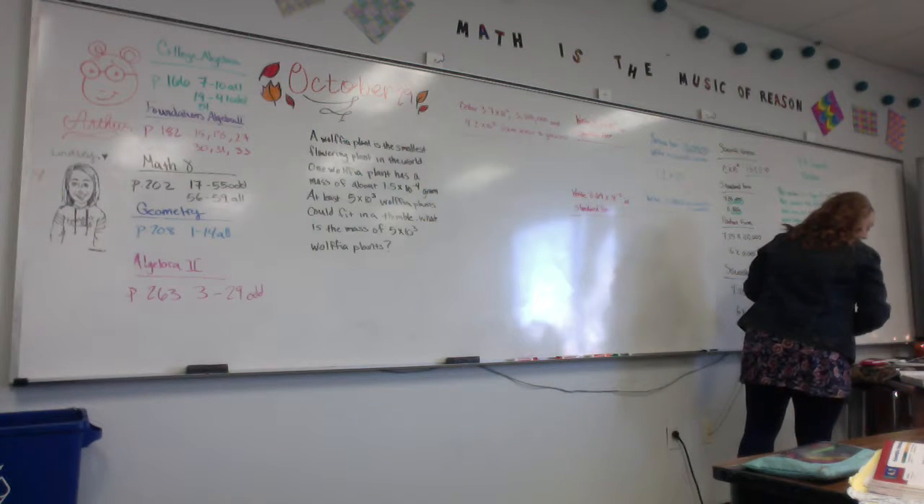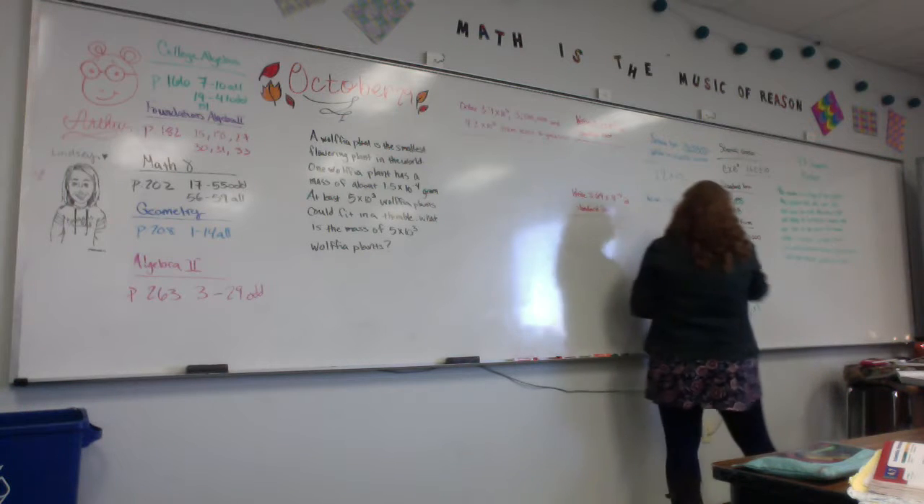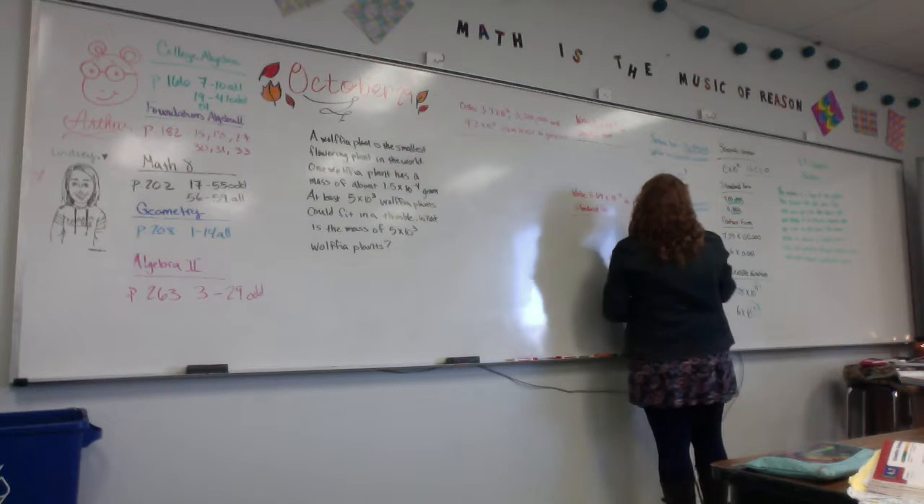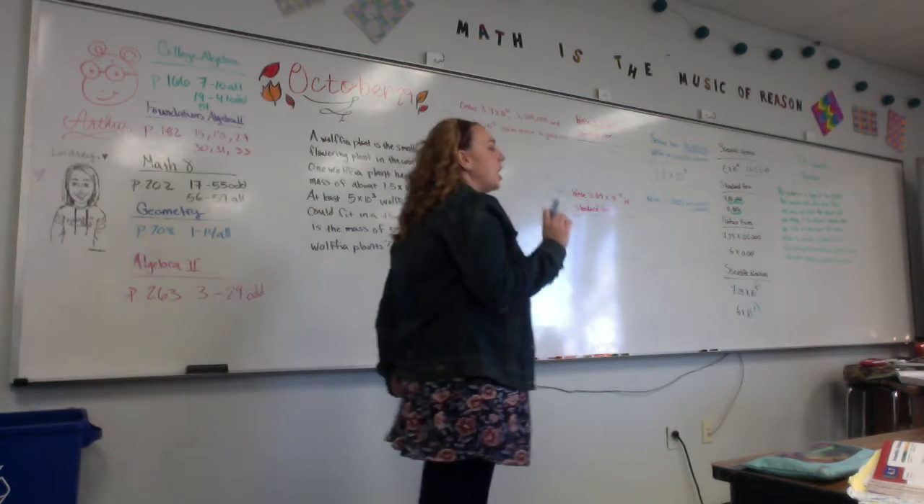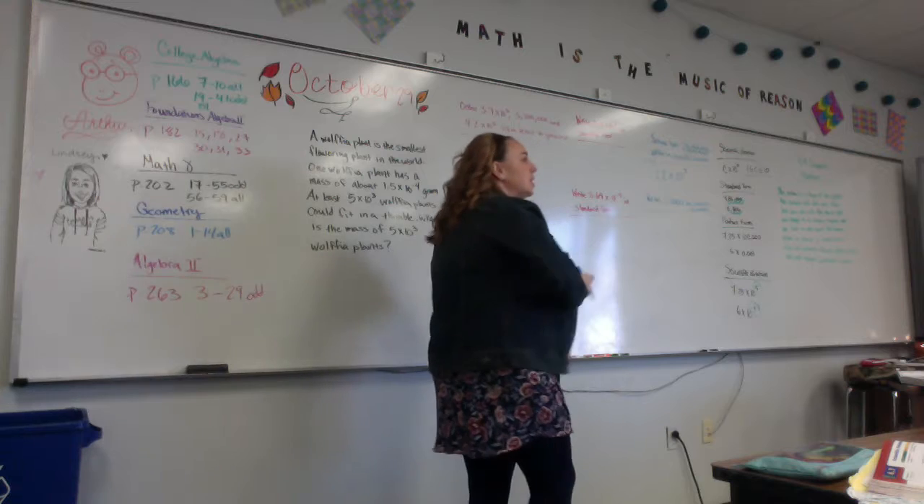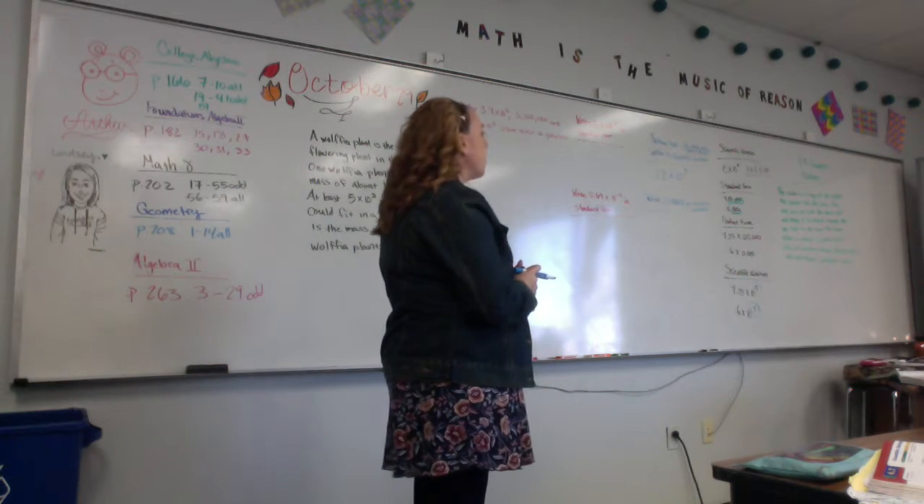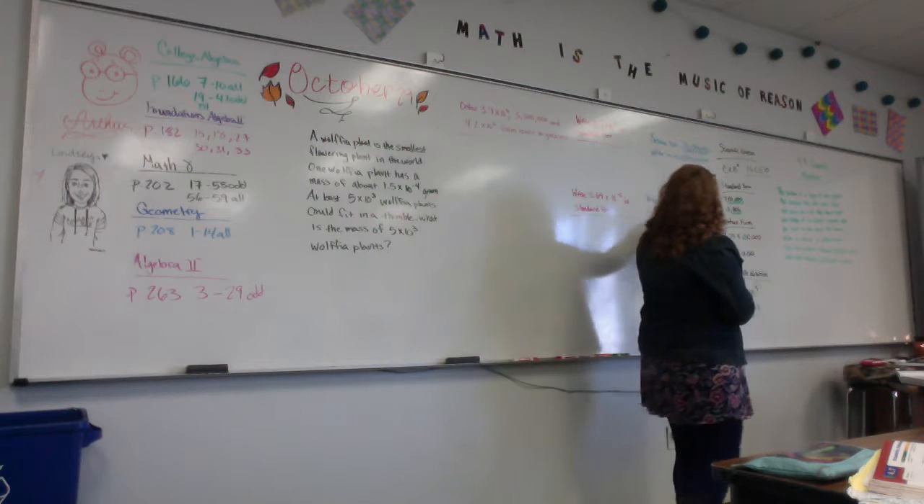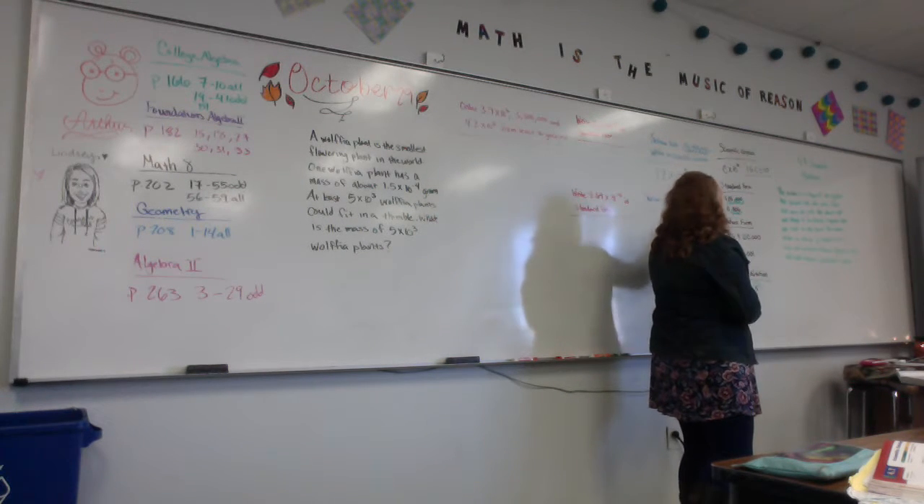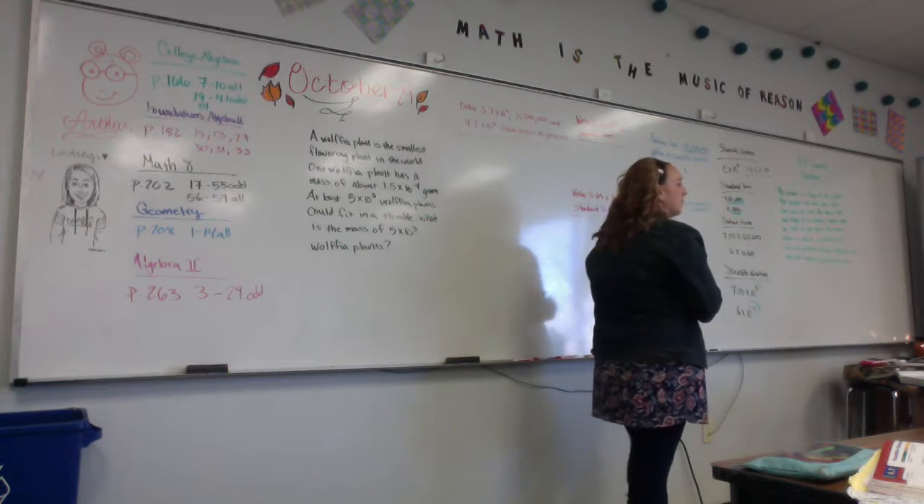10 to the 8. That is correct. So I get 1.2 times 10 to the 8. Remember that your constant has to be a number between 1 and 10. That's why we changed it to 1.2. Now, it says write 0.00012 in scientific notation.